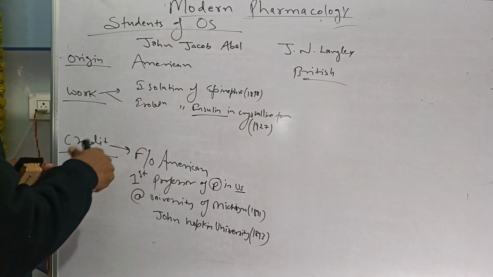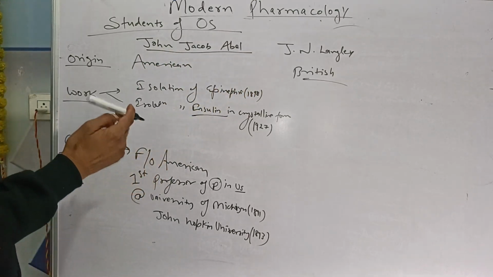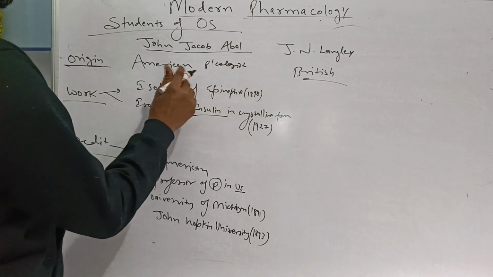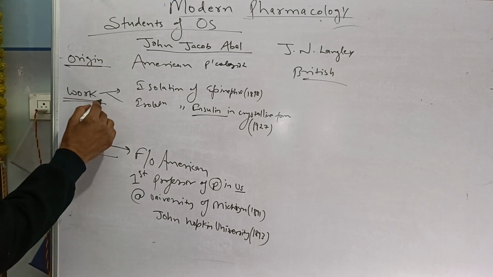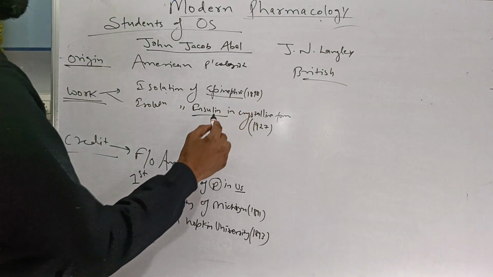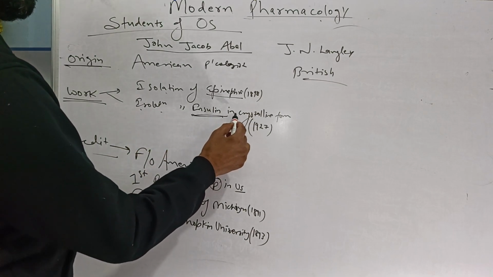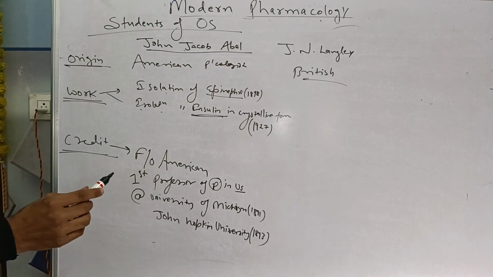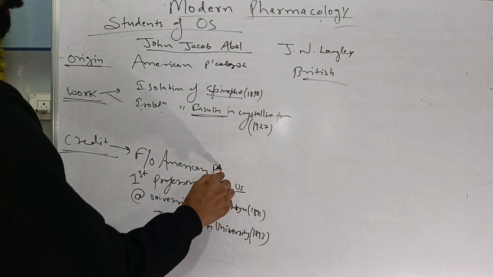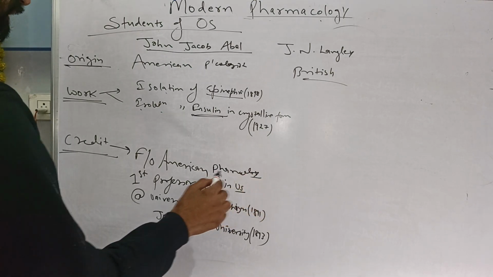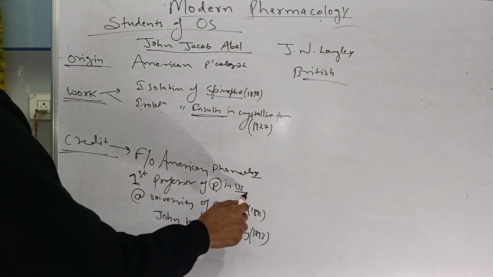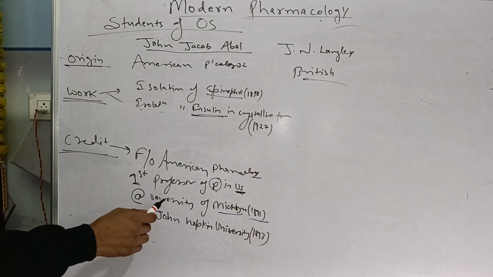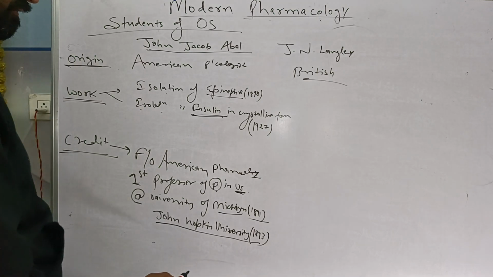Students of Oswald Schmiedeberg. First we'll see John Jacob Abel, an American pharmacologist and a student of Oswald Schmiedeberg. Work performed by him: isolation of epinephrine and isolation of insulin in crystalline form. His credit is that he was the father of American pharmacology. He was the first professor of pharmacology in the United States, at the University of Michigan in 1891, and after 2 years he moved to Johns Hopkins University.